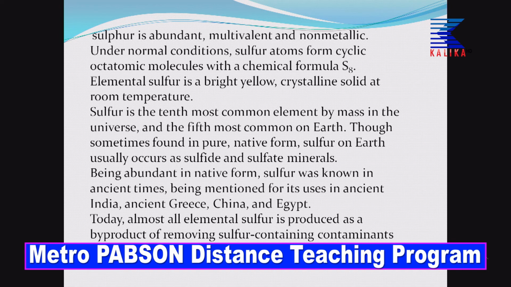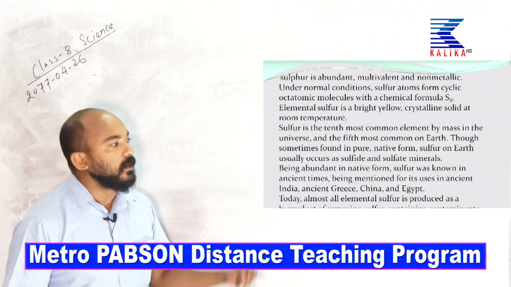Under normal conditions, sulfur atoms form the cyclic octaatomic molecule with the chemical formula S8. That is, S8 is the molecular formula of sulfur, which occurs in the elemental or molecular form. Elemental sulfur is a bright yellow crystalline solid at room temperature. I already told you that sulfur is abundantly found in the earth. Sometimes it is found in the pure or native form. Sulfur on the earth usually occurs as a sulfide or sulfate mineral, that is, it combines with other elements to form sulfides or sulfates.